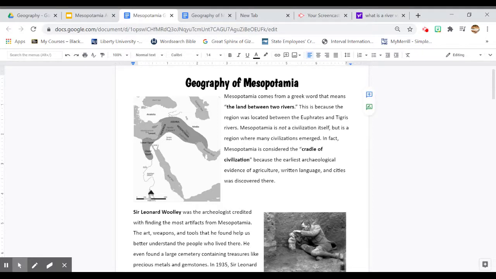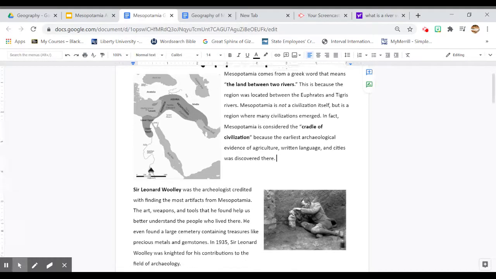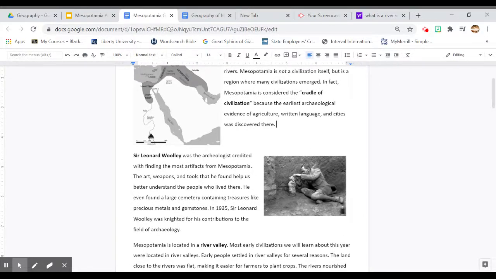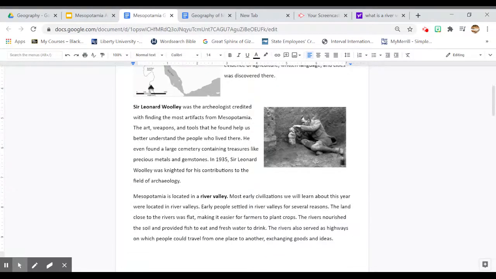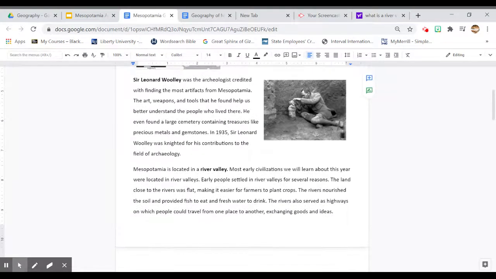Mesopotamia comes from a Greek word that means the land between 2 rivers. This is because the region was located between the Euphrates and Tigris rivers. Mesopotamia is not a civilization itself, but is a region where many civilizations emerged. In fact, Mesopotamia is considered the cradle of civilization because the earliest archaeological evidence of agriculture, written language, and cities was discovered there. Sir Leonard Woolley was the archaeologist credited with finding the most artifacts from Mesopotamia.